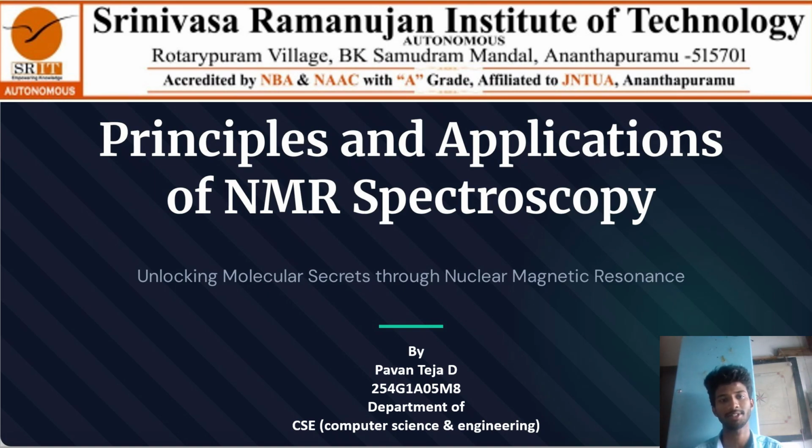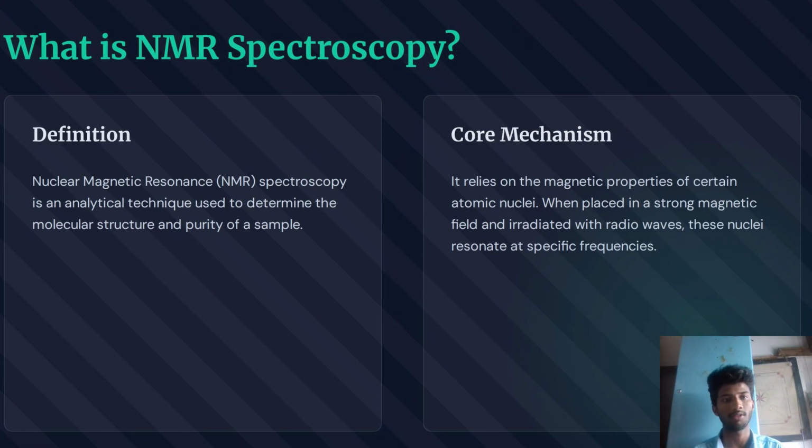Today I am going to explain an important topic in chemistry. The topic is principles and applications of NMR spectroscopy. What is NMR spectroscopy? It means nuclear magnetic resonance. NMR spectroscopy is an analytical technique used to determine the molecular structure and purity of a sample.